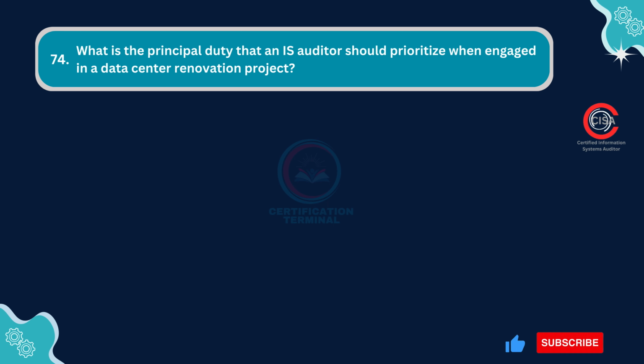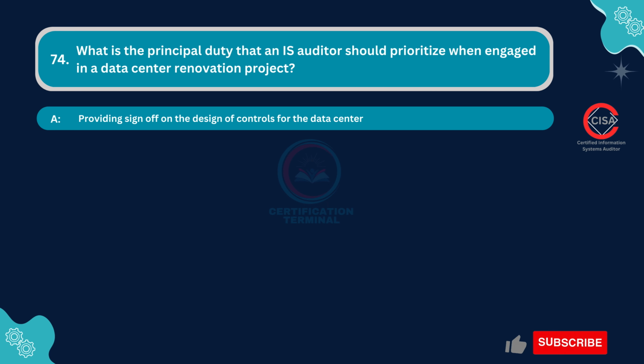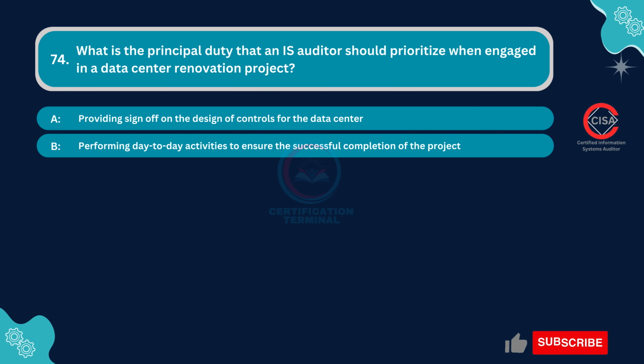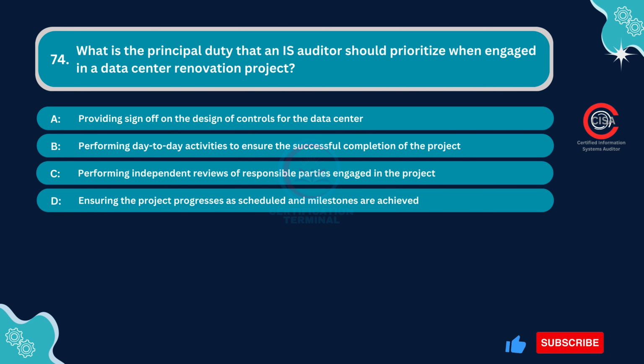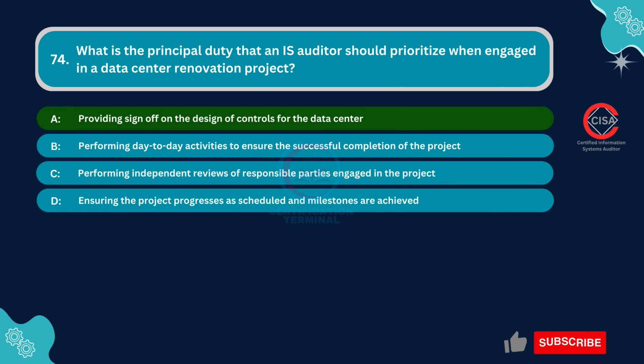Question number 74. What is the principal duty that an IS auditor should prioritize when engaged in a data center renovation project? Option A, providing sign-off on the design of controls for the data center. Option B, performing day-to-day activities to ensure the successful completion of the project. Option C, performing independent reviews of responsible parties engaged in the project. Option D, ensuring the project progresses as scheduled and milestones are achieved. The correct answer is Option A, providing sign-off on the design of controls for the data center.